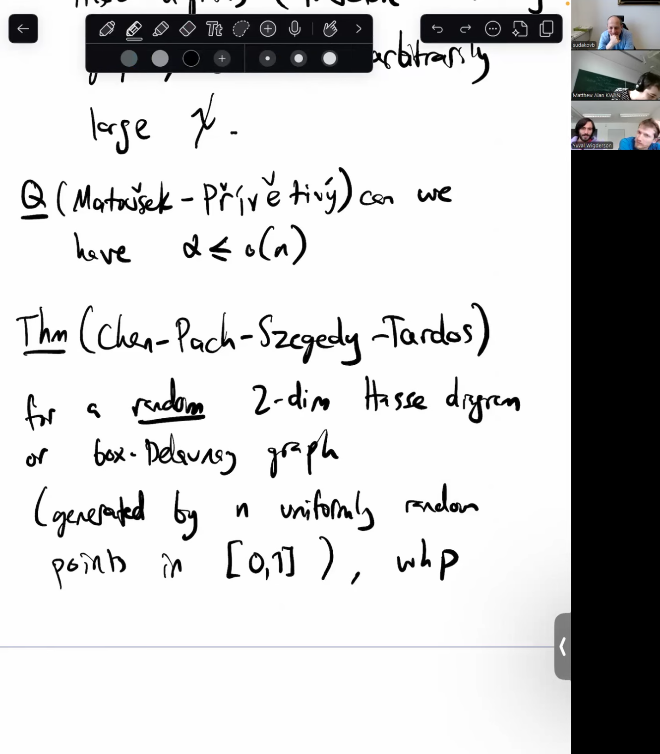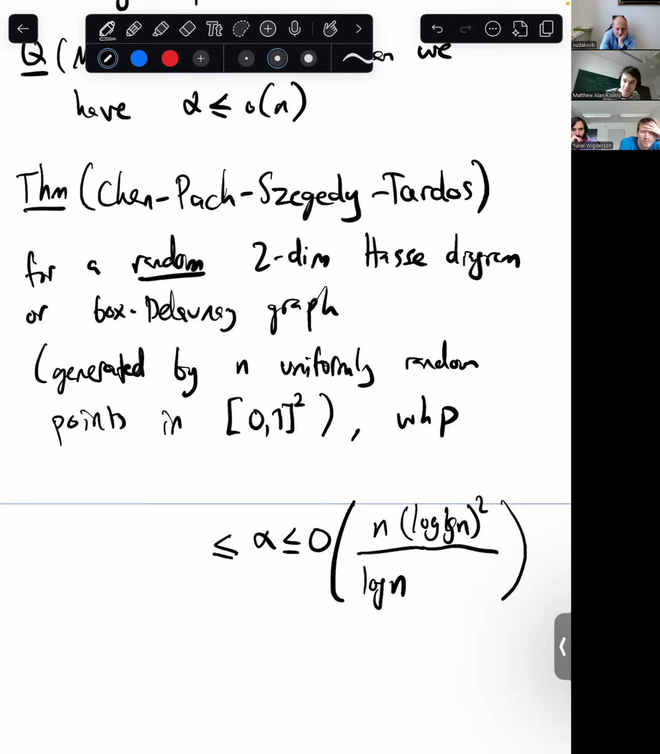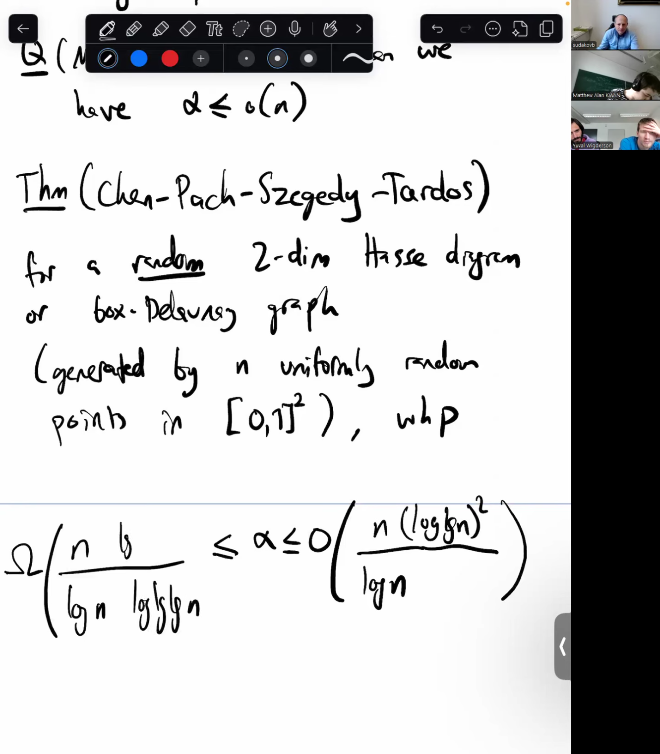Oops. There's this pencil, which is slightly harder to read than the pen, and I keep accidentally choosing it. Anyway, so with probability tending to 1 as n tends to infinity, they basically know what the independence number and actually the chromatic number are up to lower order terms. So at least to answer this question of Matuszek and Privativi, they proved that the independence number is always big, roughly n over log n up to some log factors, log squared. And they had an almost matching lower bound. So this is almost the best you can get with random Hasse diagrams. Sorry, not a big O, it's a big omega. So they had also n over log n, but now even more complicated.